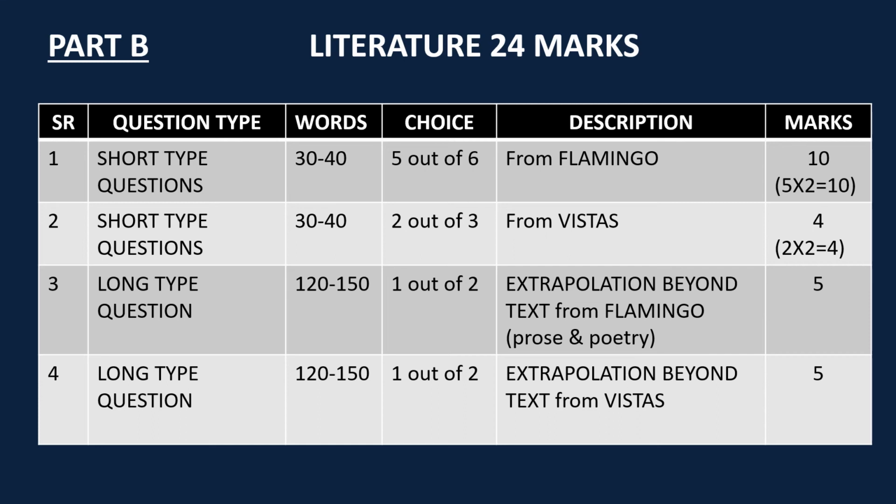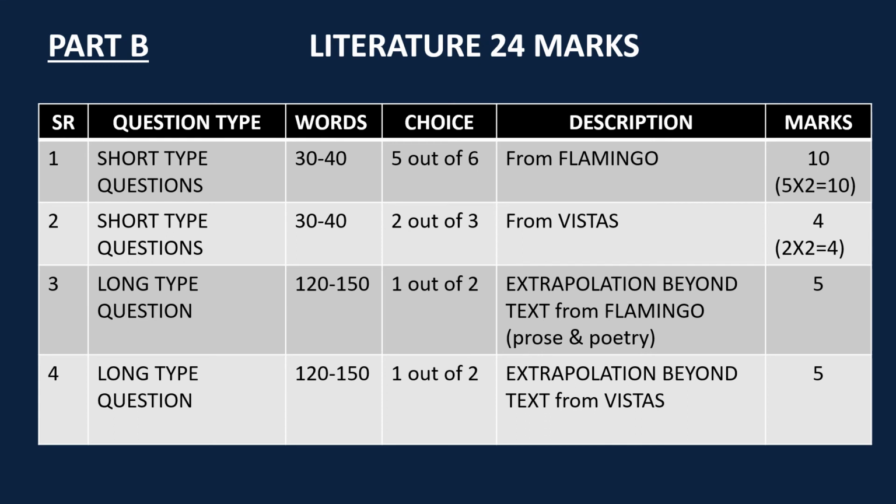In long questions, the word limit will be between 120 to 150 words. Again, there will be 2 questions, out of which you will choose one. This is extrapolation beyond the text, and it will be only from Flamingo. It could be from the lesson or from the poem. It will be a total of 5 marks. When it is extrapolatory, you need to understand the characters very well, so that you will know beyond the text how they would behave. This is very important to write an extrapolatory.